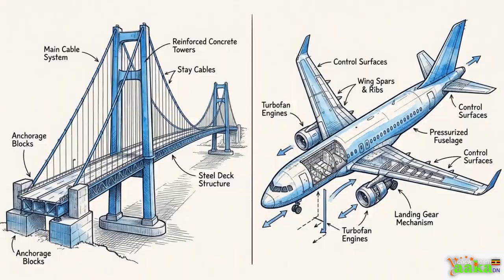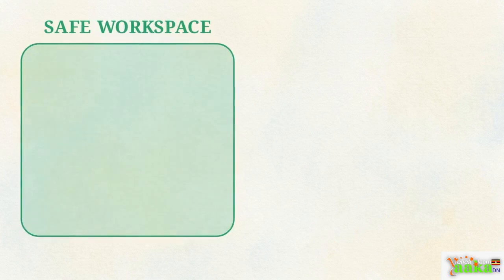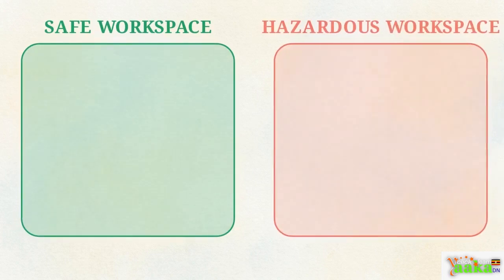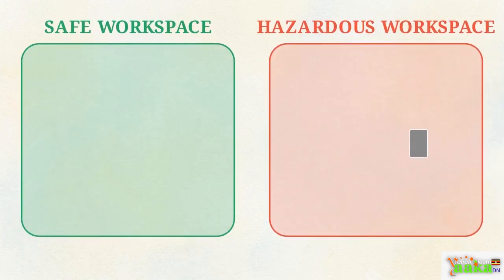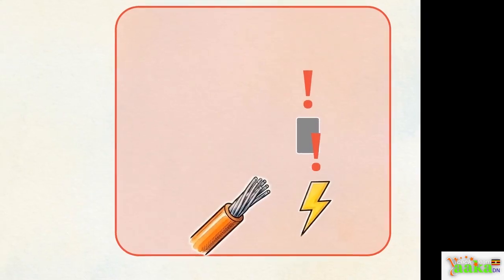infrastructure. Before you can build bridges or fly planes, you start in a specialized room designed specifically for conducting hands-on scientific experiments, the physics laboratory. Because you are working with real forces, you have to manage hazards. A hazard is anything that has the potential to cause harm. On the right side of this screen, you see what happens when a workspace is unsafe. Physics labs contain physical hazards, like heavy weights that can fall and live electrical wires, not just dangerous chemicals.